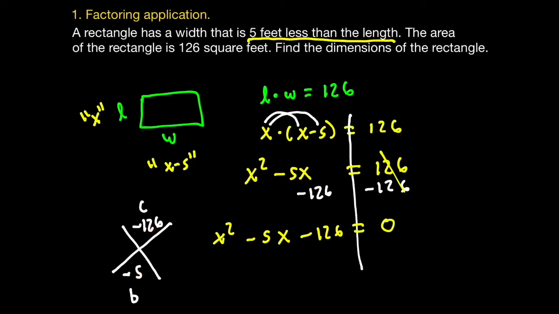Now this one might take you a few minutes, but after some trial and error, you're going to conclude that the two numbers needed are negative 14 and positive 9. So I can rewrite this trinomial as x minus 14 multiplied by x plus 9, and that's equal to 0.